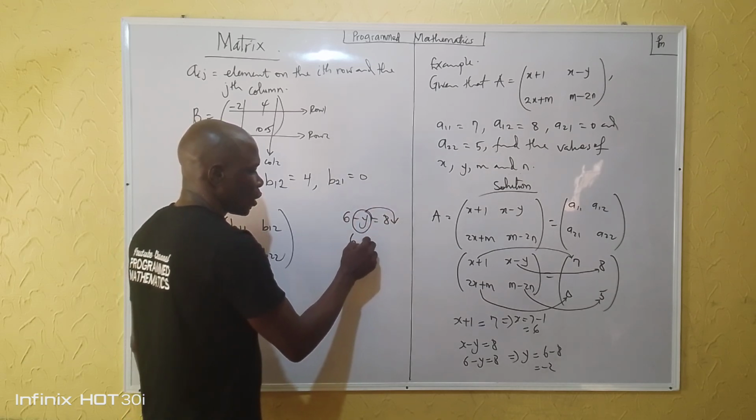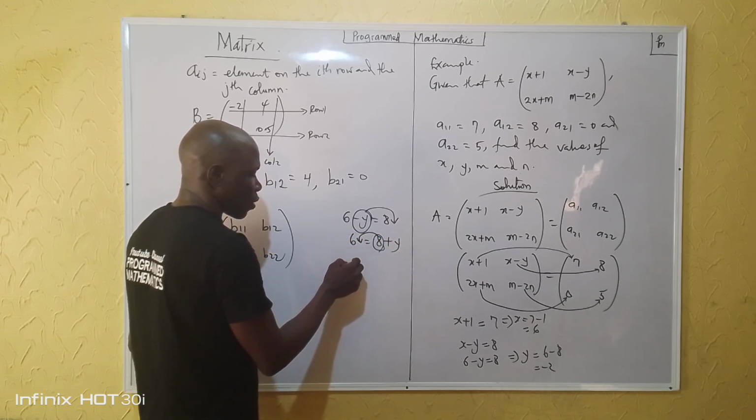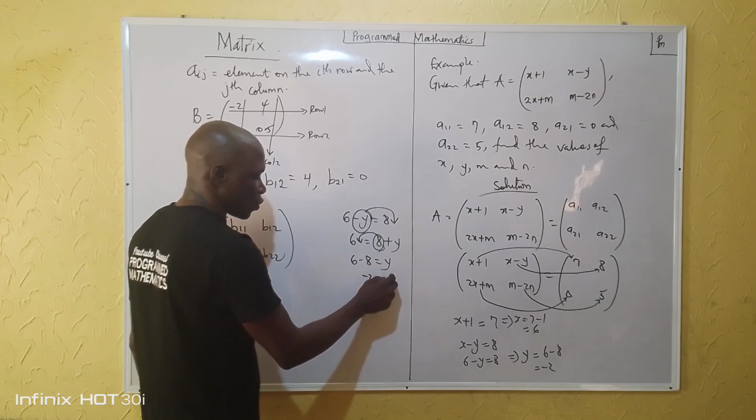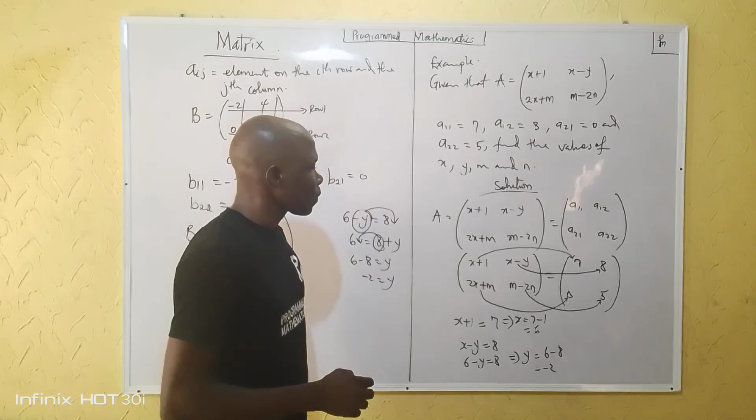So this is 6 equals 8 plus y. Then move this 8 back here. You have 6 minus 8, which is minus 2, equals y. So we have y to be minus 2 here.